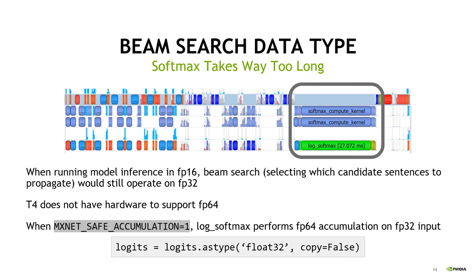Typically, when running inference in FP16, the MXNet safe accumulation flag is set in order to not lose precision in functions that sum over many small values. The softmax function falls under this category, and so when this flag is set, log softmax performs FP64 accumulation on FP32 input. The NVIDIA T4 GPU does not have the hardware to natively support FP64 calculations, and so performs very inefficiently when forced to work on double precision floating point values. Fortunately, more recent updates to MXNet have expanded the operators that support FP16 data, and thus we can convert beam search to use FP16 when the model does. That way, our T4 GPU will not have to struggle with working with FP64 values.